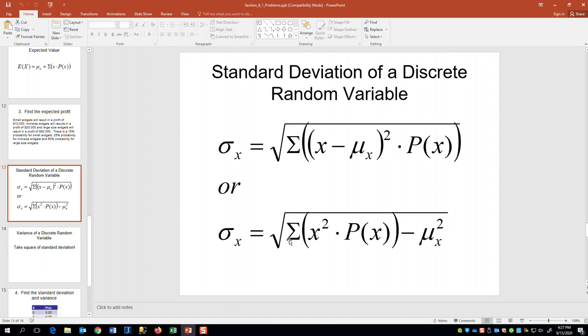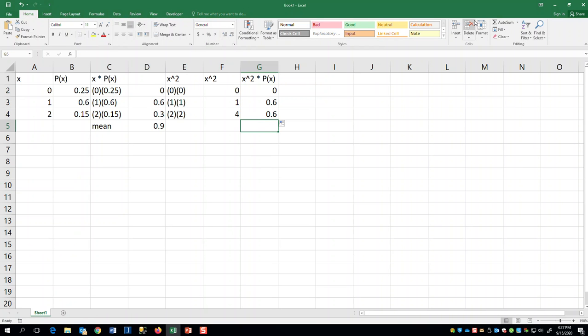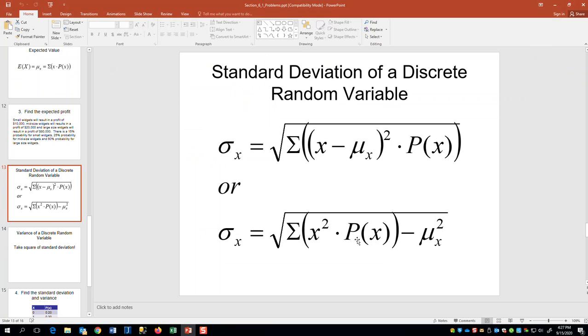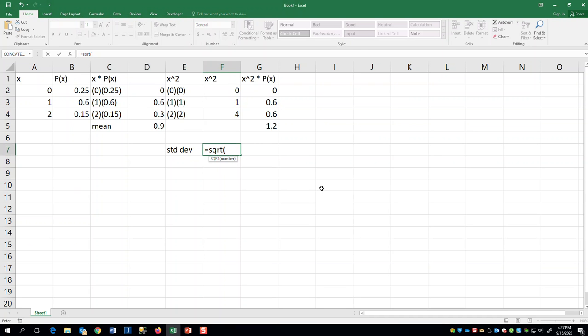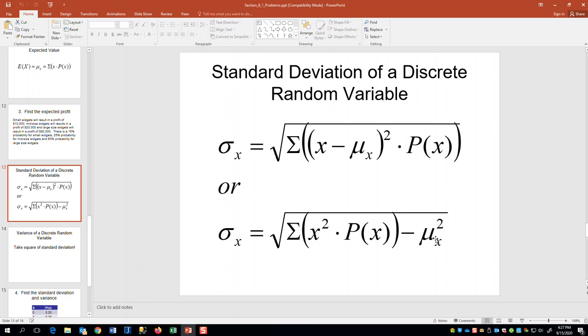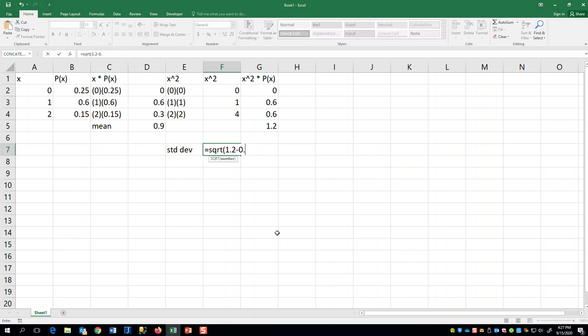Now this E-looking thing in front of it, that's uppercase sigma. That means add together that column. So if I add these together, 0 plus 0.6 plus 0.6 gives us 1.2. And now we're ready to plug it into our formula. You take the square root of that value we just found, which is 1.2, minus the mean squared. And our mean was 0.9, so 0.9 squared. And that's going to give us 0.6245.